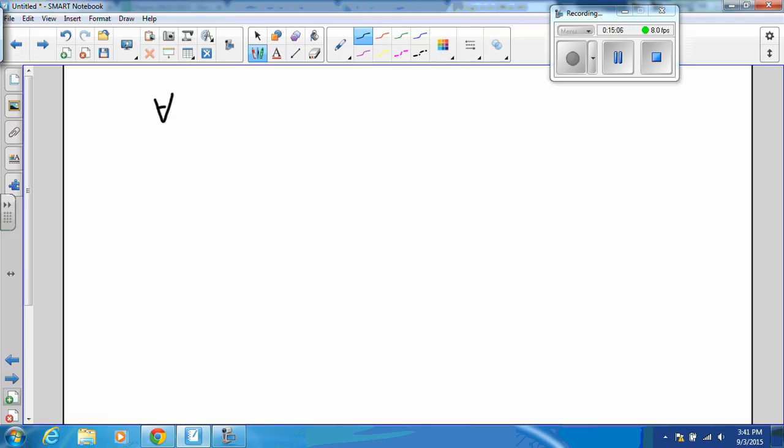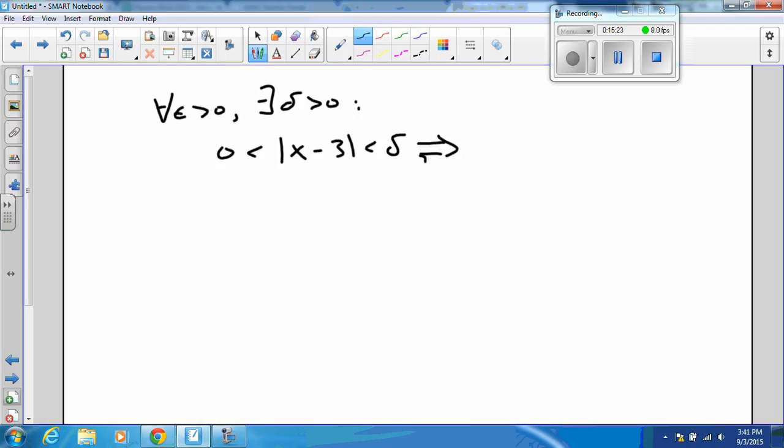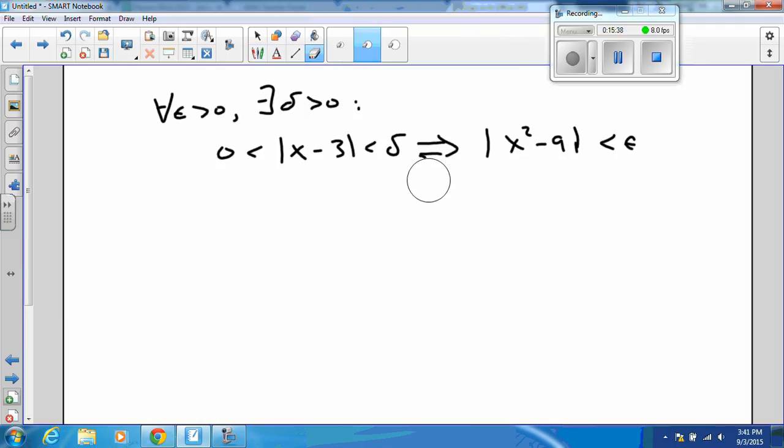Suppose I saw this statement. For any epsilon greater than 0, there is a delta greater than 0 such that when the absolute value of x minus 3 is less than delta, then that implies that the absolute value of x squared minus 9 is less than epsilon. So I might look at this statement right here and translate it into a limit statement by identifying.